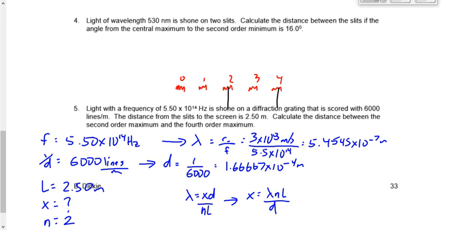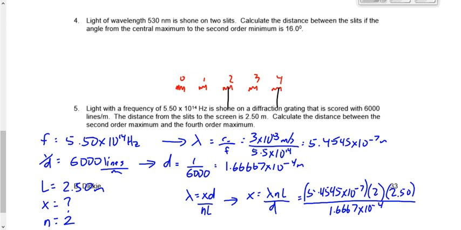So we're going to sub in our numbers here. Lambda is, we just found it, 5.45 times 10 to the negative 7, times n, which is 2, times L, which is 2.50, divided by the distance that we just calculated a minute ago, 1.6667. We get a value for x of 1.64 times 10 to the negative 2 meters.